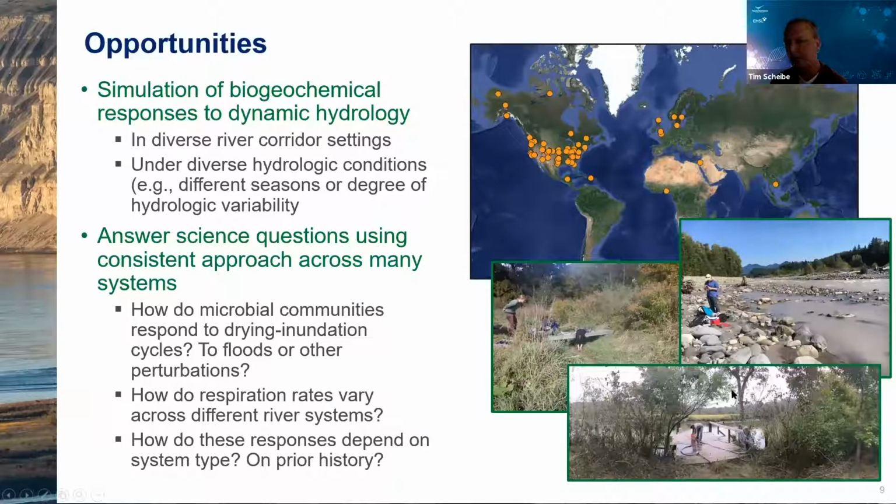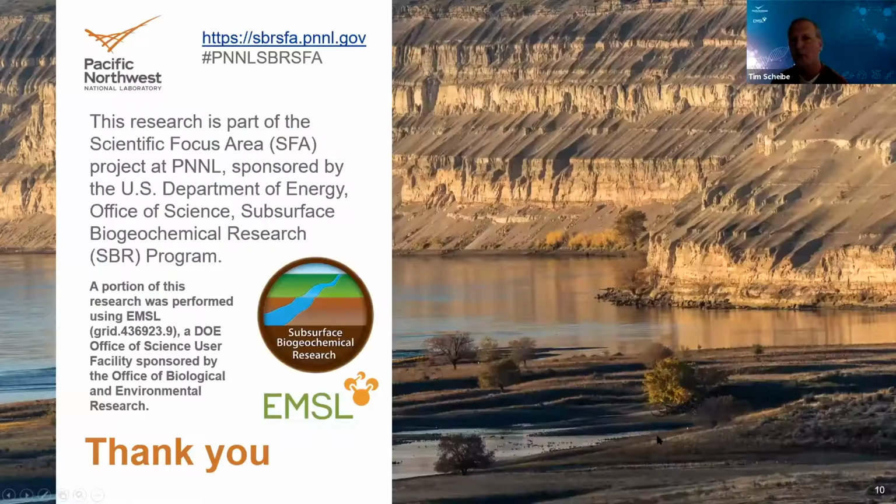And so we can start to look at how the respiration rates or other features of the system might vary between these very different river systems. And how do these responses actually depend on the system type, or maybe even on the history of that system, prior hydrologic or biogeochemical history. And so hopefully that's given you a little bit of a vision of how we might use the kinds of information that we're talking about throughout the course of this study to really tackle large-scale problems.